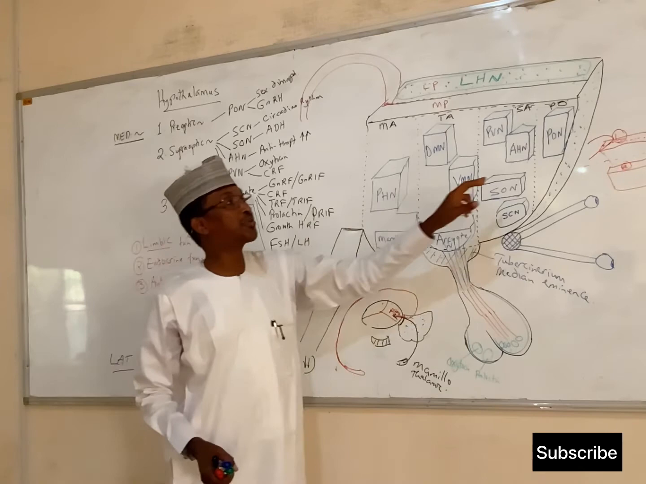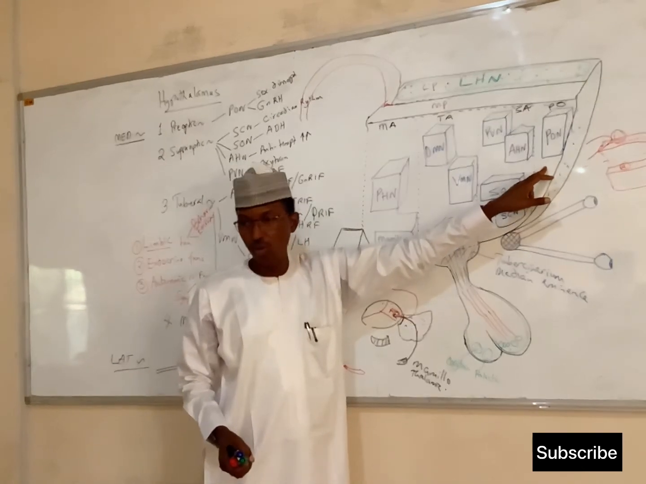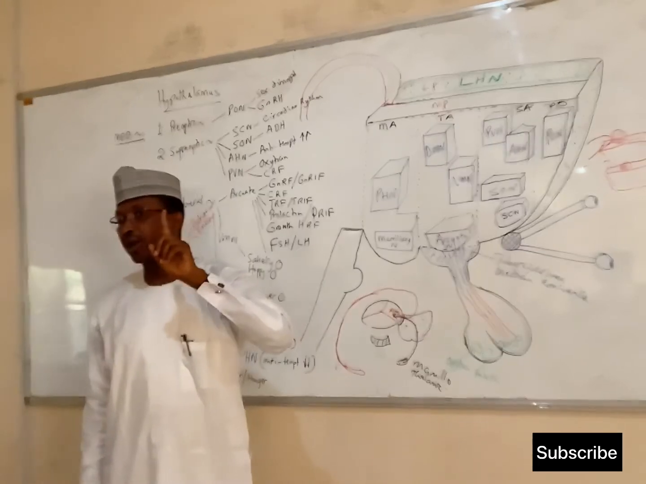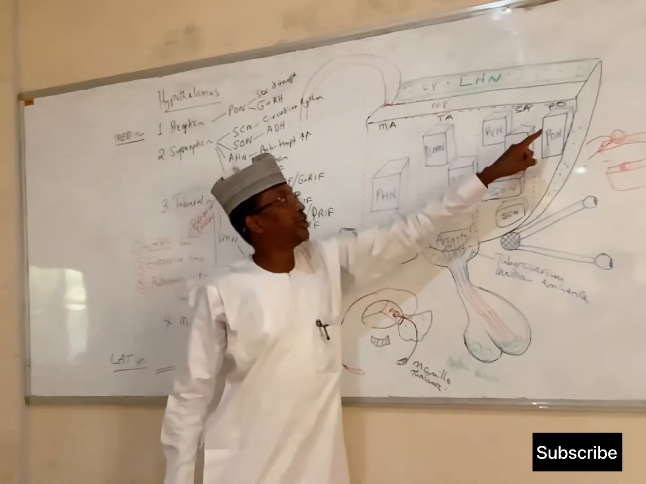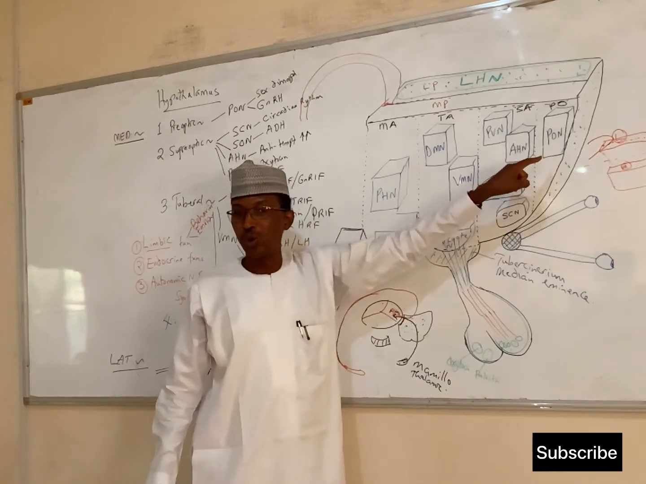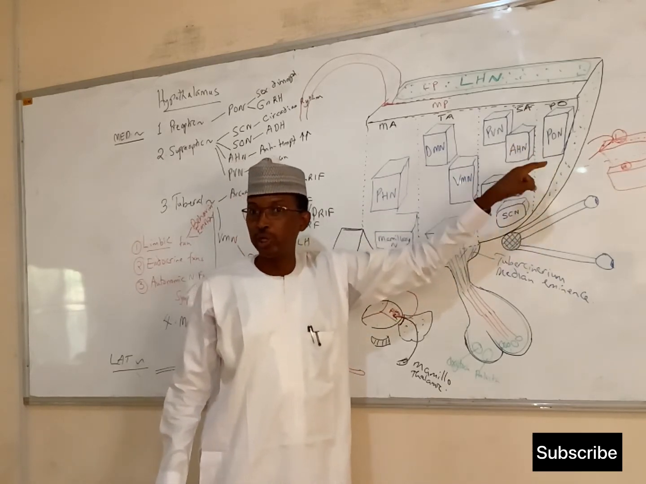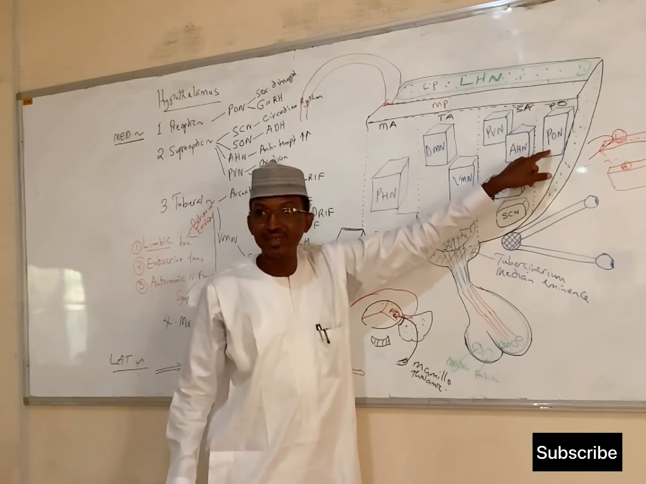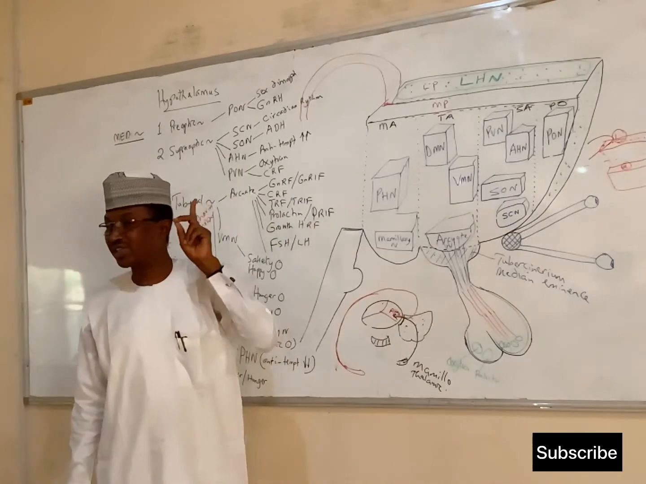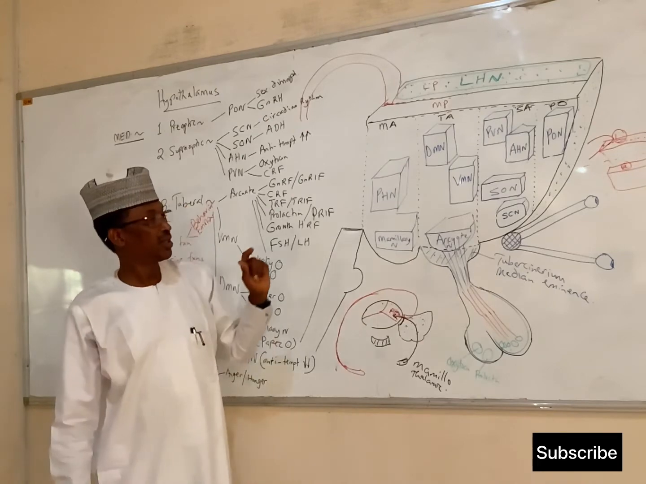So in the preoptic area or portion or part, we have only one nucleus there, what we call the preoptic nucleus, PON. We call it what? Preoptic nucleus. So that nucleus is present in the preoptic area of the hypothalamus. So we only have one single nucleus.